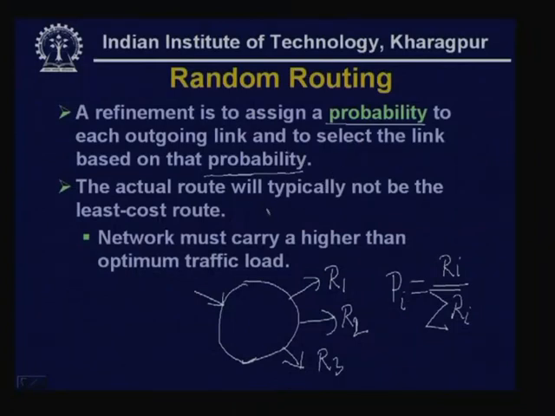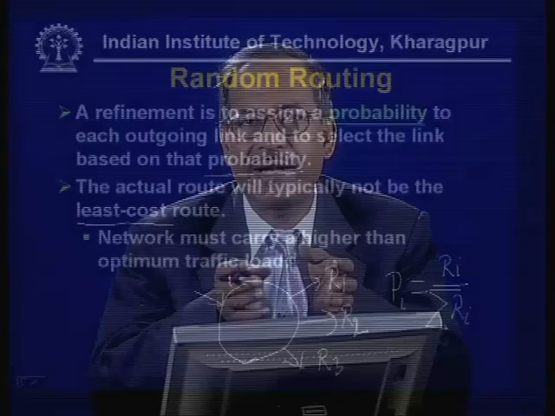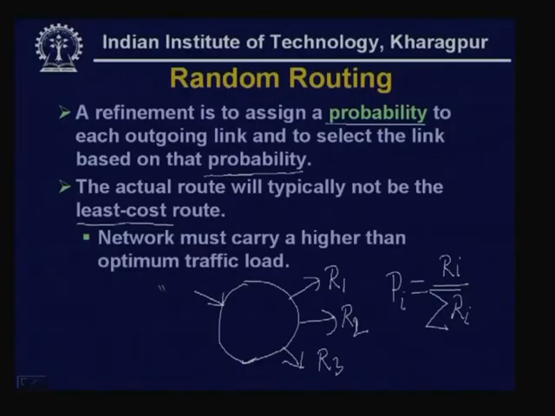The actual route will typically not be the least cost route. Whenever you do it in this manner, you cannot guarantee that the route chosen is the least cost route, because we are not considering the cost of different routes in a systematic manner. As a consequence, the transmission of the packet will not go through the least cost path, and the load on the network will be higher than the optimum traffic load.